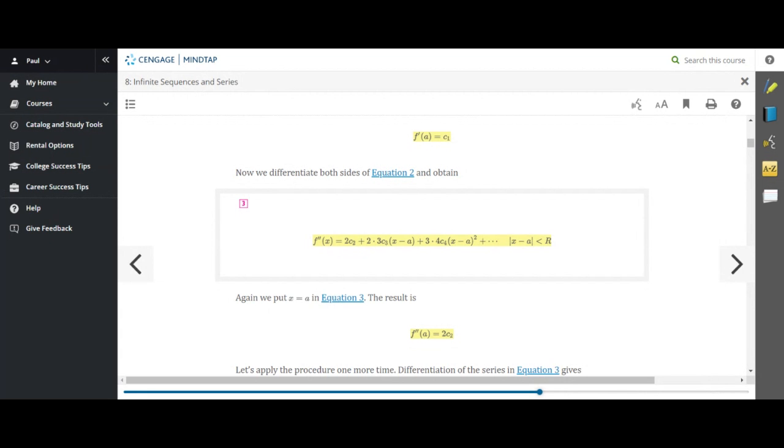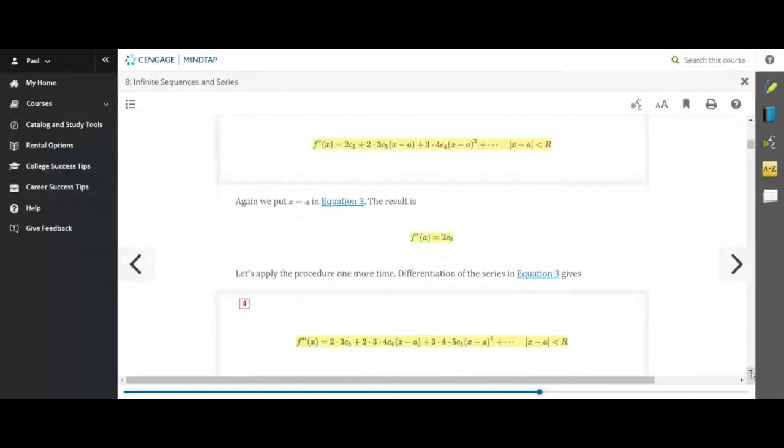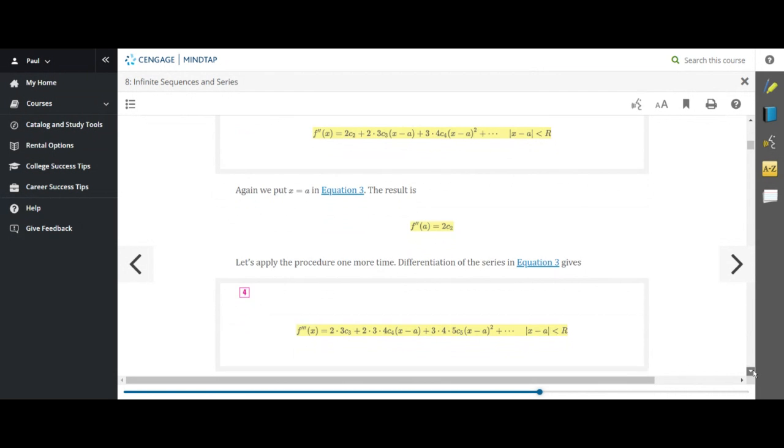Well, let's do one more. Let's differentiate that second derivative. If we differentiate the second derivative of f, we get the third derivative of f, which is in equation 4. You see how we're just iteratively differentiating here? And we'll let x equals a. If we do that, then the third derivative of the function at x equals a is just 2 times 3 times c3. I mean, how beautiful is this?